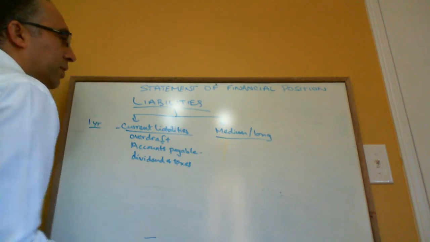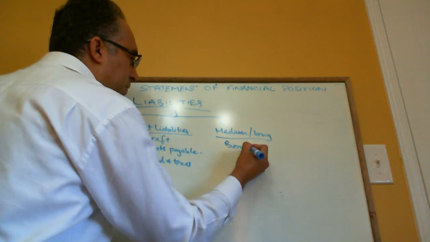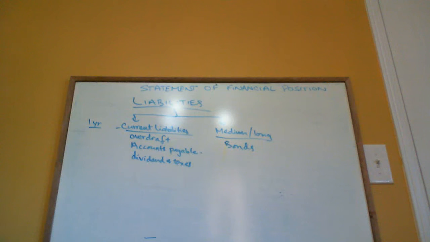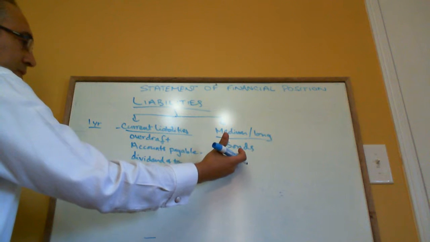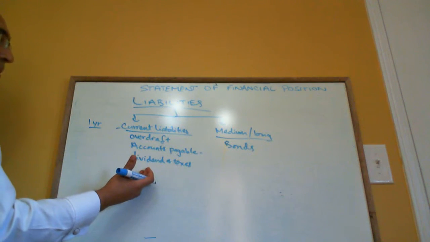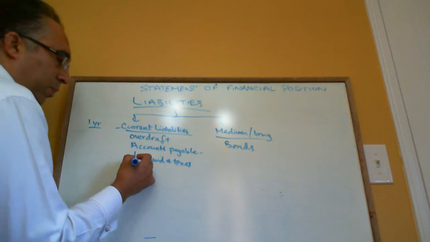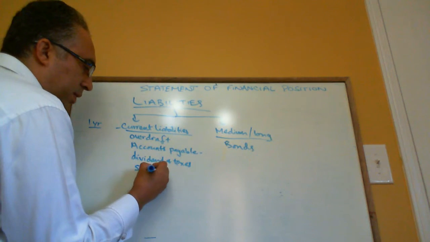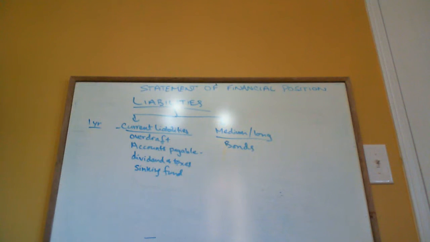In the medium and long term will be any bonds issued. The money we got from bonds is going to be long term because it is not to be paid yet. But if we have a sinking fund which is going to be paid off this year, a portion of it, that will come under current liabilities. So any part of the bond issue which is due this year, that will be a sinking fund, will be included in the current liabilities.